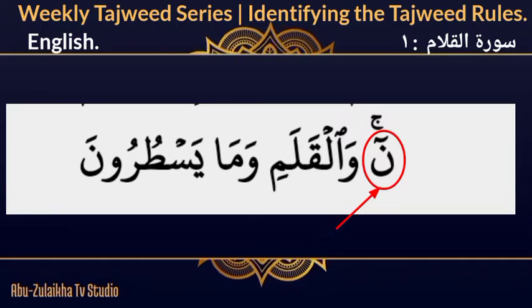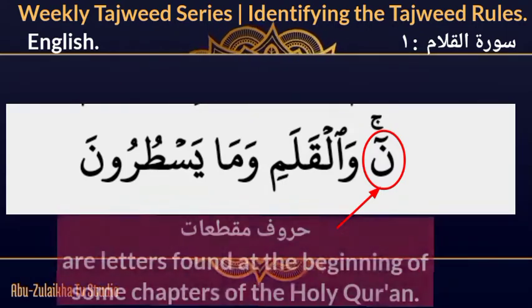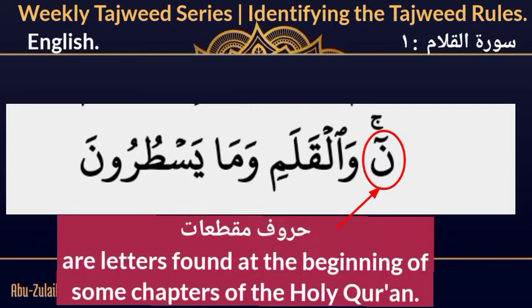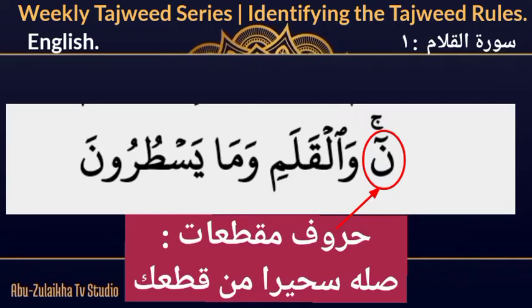Noon. Have you ever heard of the حروف مقطعة, that is the mystic letters, and the rules governing these letters? The حروف مقطعة, that is the mystic letters, are letters found at the beginning of some chapters of the Glorious Qur'an, and they are 14 in number in this expression: Silhu Suhayra Man Qata'ak.